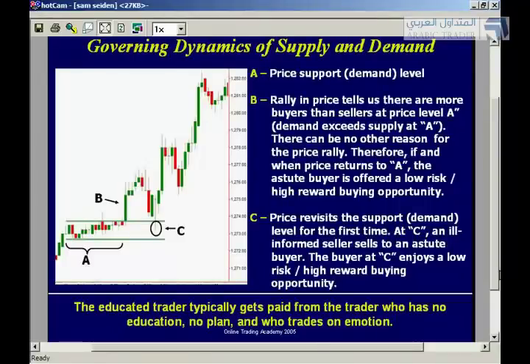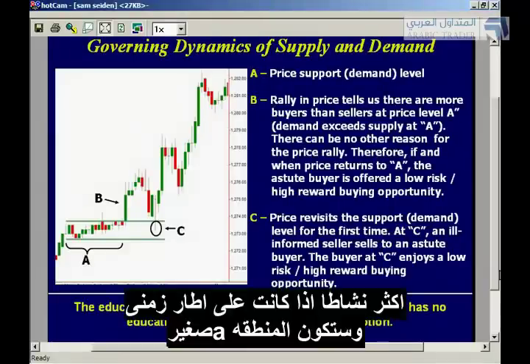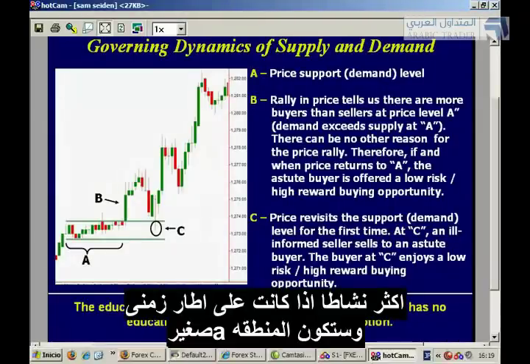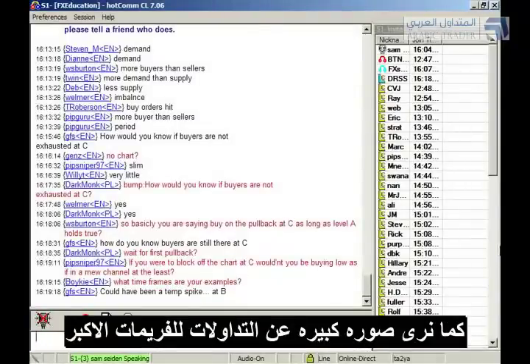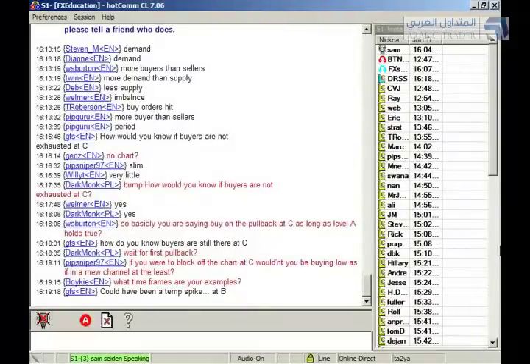Demand exceeded supply. Give me any time frame you want. It all depends. If you're a more active trader, you're going to use the smaller time frames. A bigger picture trader, you're going to use the bigger time frames.